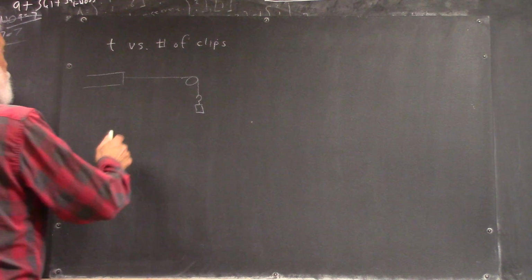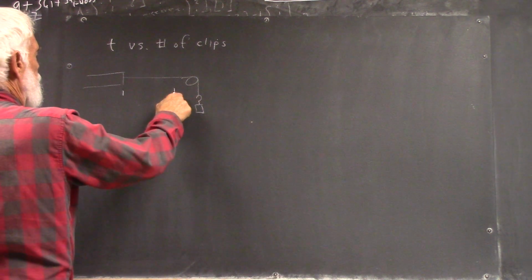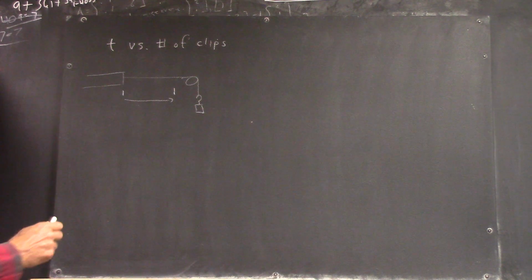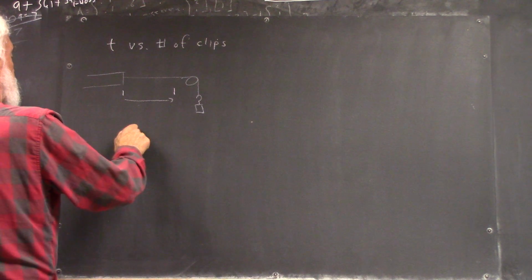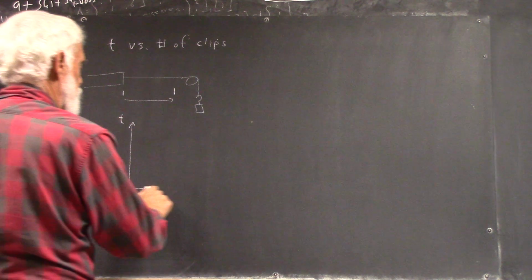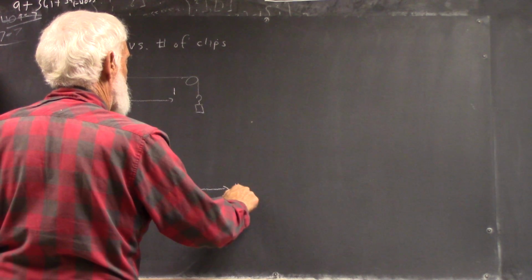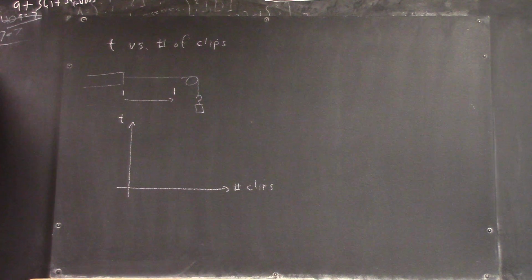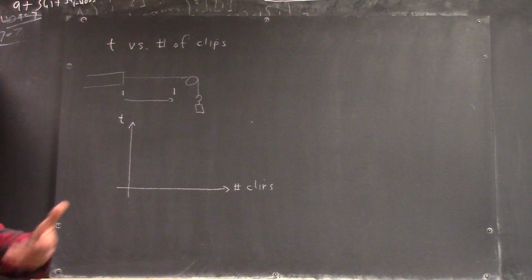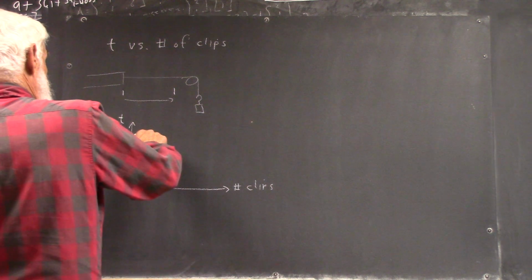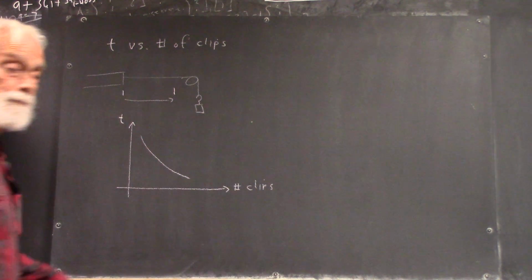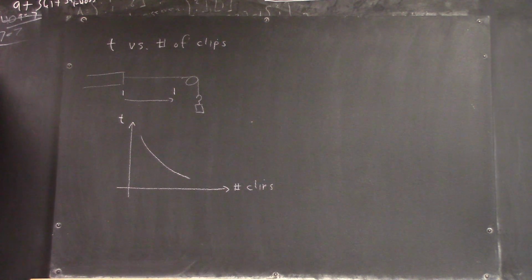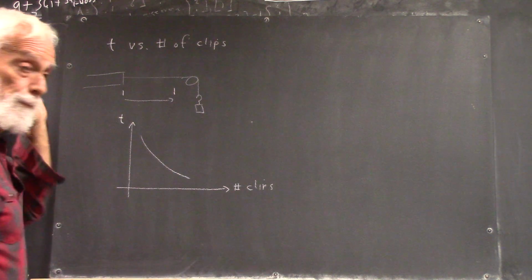So what you've done is you've measured the time from, let's say, one point to another, always the same distance, same displacement. Okay? So what we want to do is a graph of the time versus the number of clips. Of course, the more clips you got, the less the time. So the graph is going to look something like this. Not any attempt to give you the exact curve, okay? But you get the idea, right?